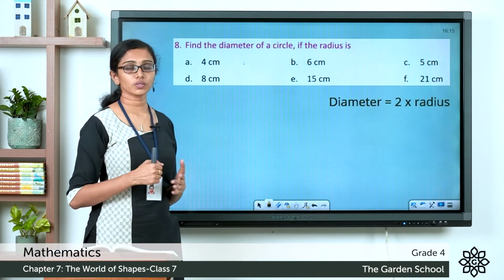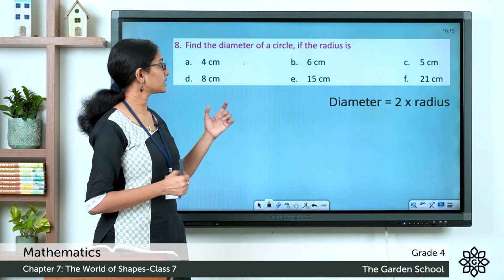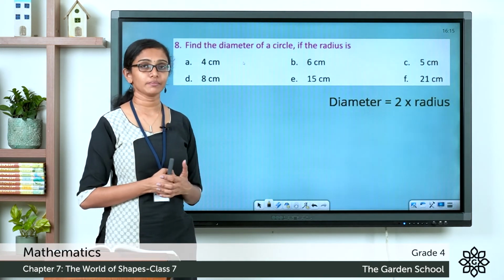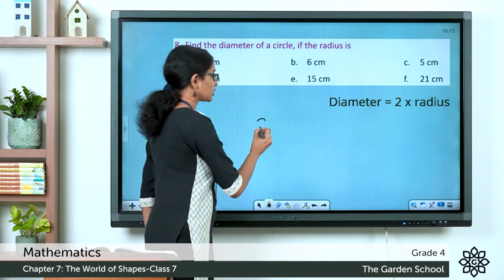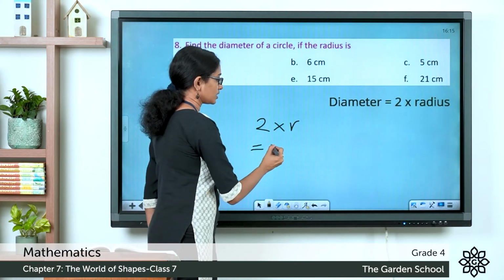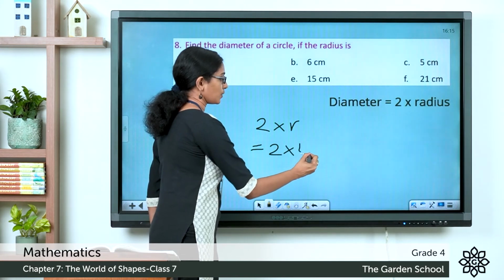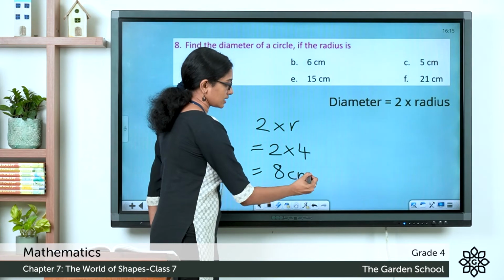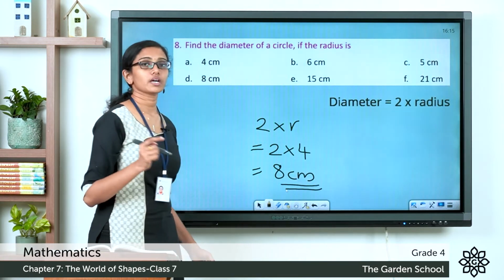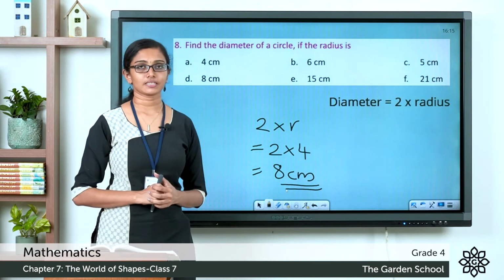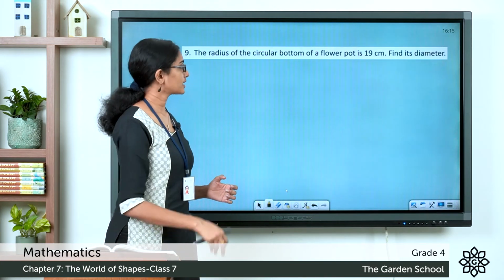Question A, 4 centimeter. What if a circle has the radius 4 centimeter? What would be its diameter? The diameter would be 2 times the radius, or 2r. Here it is 2 times 4, and that is equal to 8 centimeter. So a circle with radius 4 centimeter will have the diameter 8 centimeter. Clear? Let's move on to the next question.